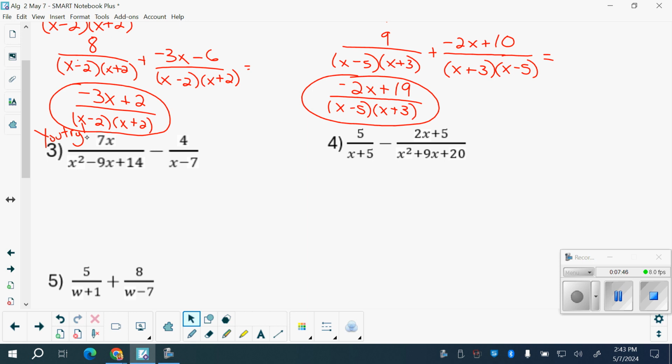Is it negative? So it's a negative 4 that you're distributing. So negative 4 times negative 2. Oh, wait. Easy to do that. A negative 4 times negative 2. Yes.